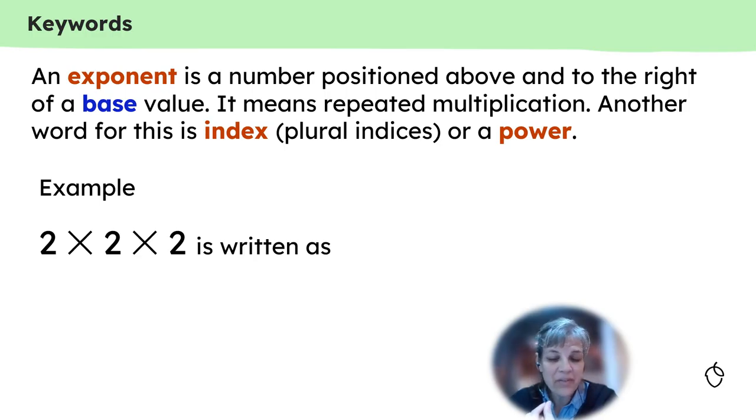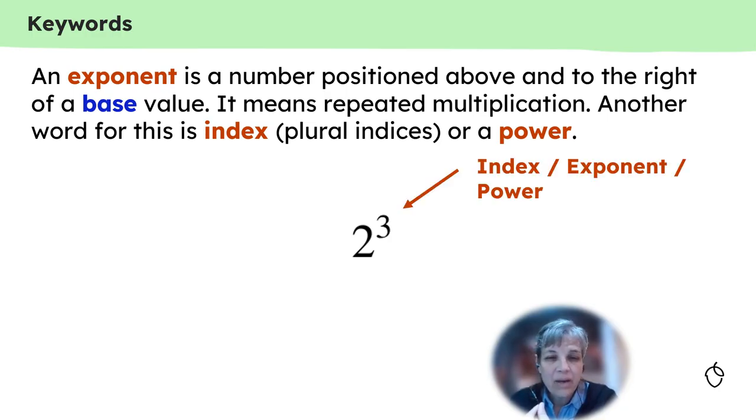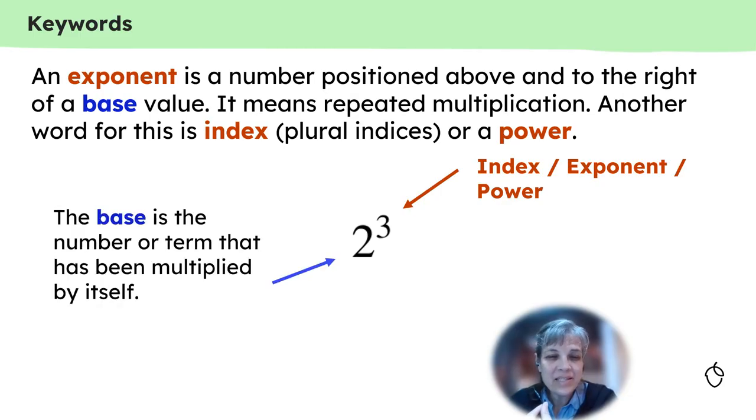A quick example, if you have something that's repeated like 2 times 2 times 2, then we can write that as 2 to the power 3. This is the index, the exponent, the power, and this number down below is the base. It is the number or the term that has been multiplied over and over by itself.